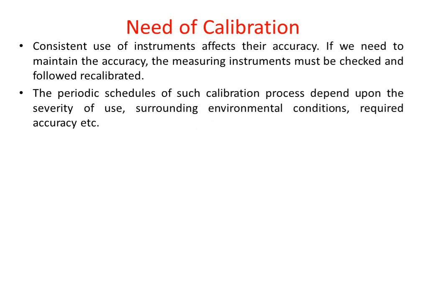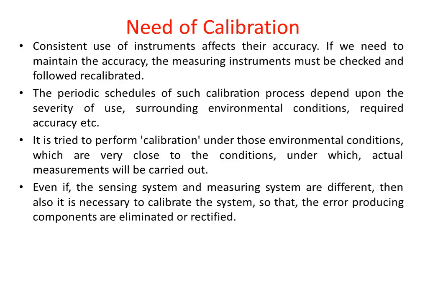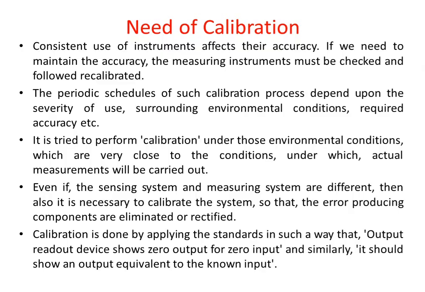So the periodic schedules of such calibration process depends upon the severity of use, surrounding environmental conditions, required accuracy, etc. It is tried to perform the calibration under those environmental conditions which are very close to the conditions of operating that instrument under which the actual measurements will be carried out. Even if the sensing system and the measuring system are different, then also it is necessary to calibrate the system so that the error producing components are eliminated or rectified. So calibration is done by applying the standards in such a way that the output readout device shows 0 output for 0 input, and similarly it should show an output equivalent to the known input.